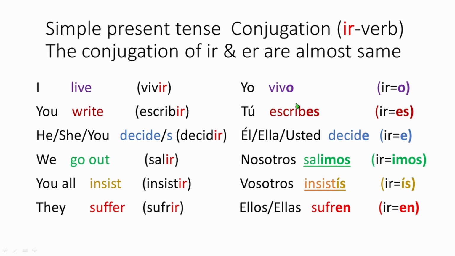Let's just imagine if you want to say "I write." So how would you say it? Because now it's first person, we use the first person rule. What we do is replace IR with O instead and say "yo escribo," I write, because it's the first person. But here it's "you write," so it's "tú escribes," second person rule.